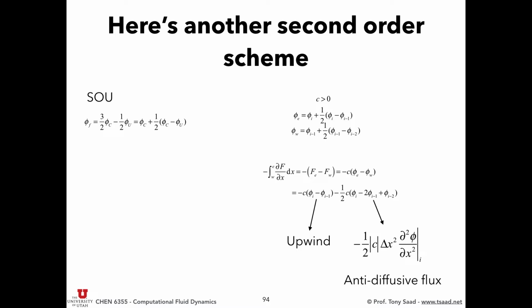Okay, so is this clear so far? Are you with me? That we can write the second order, or more rigorously these linearly constructed profiles within the control volumes, we can write them as the sum of an upwind and an anti-diffusive flux. Okay? So let's see how this works for the K scheme. Remember, this is the K scheme.